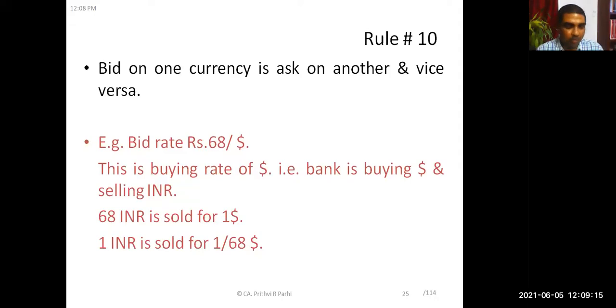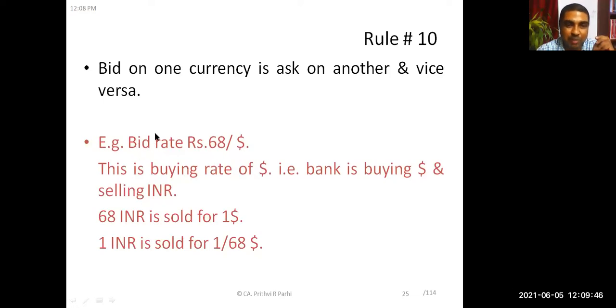Let's move to the next rule, rule 10. Rule 10 is that the bid on one currency is the ask on another currency and vice versa. We need to understand this thing. When I say I'm bidding or buying dollars, it means I'm selling rupees also. Suppose I say the bid rate is 68 per dollar.